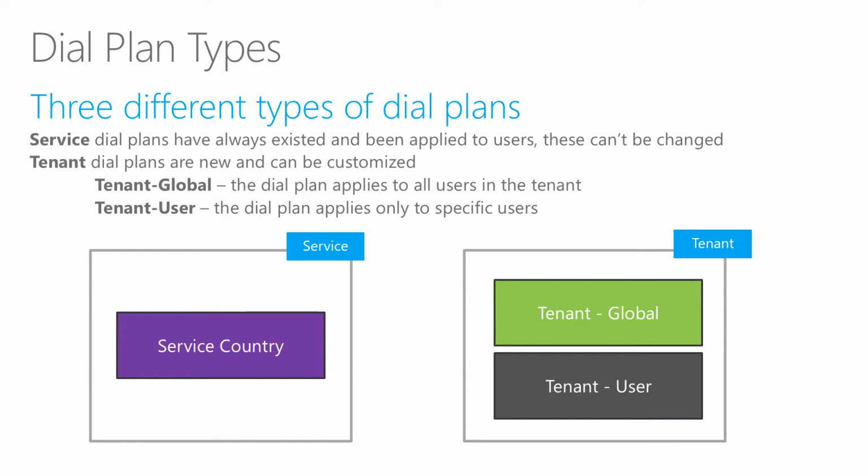With the introduction of tenant dial plans, we now have 2 subset types of dial plans that can be created at the tenant level. The first one is what we consider to be a tenant global dial plan. This dial plan would apply to all users in a specific tenant. The second type is what we call a tenant user dial plan. This dial plan only applies to a specific subset of users that have explicitly been granted this dial plan via their tenant administrator.